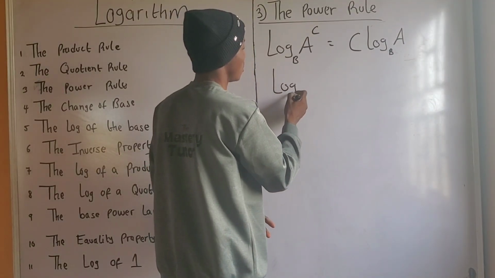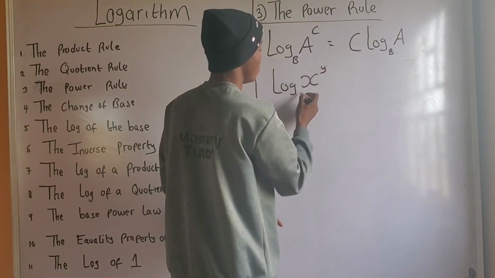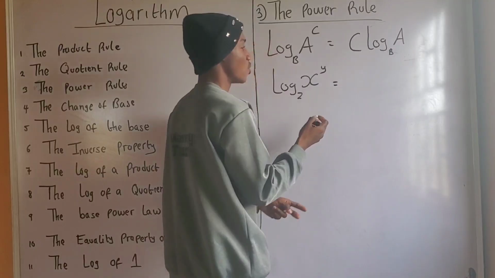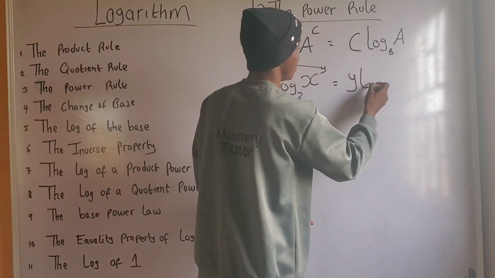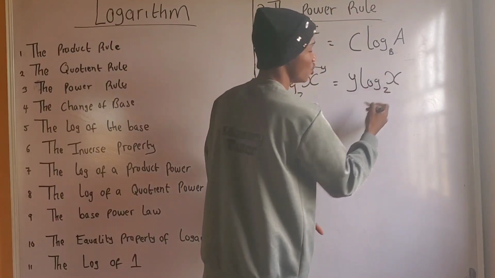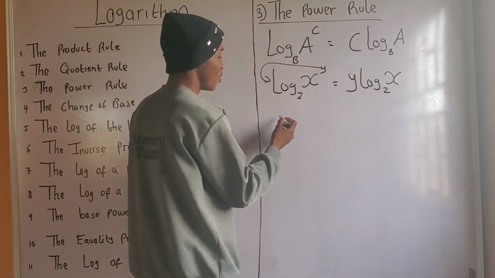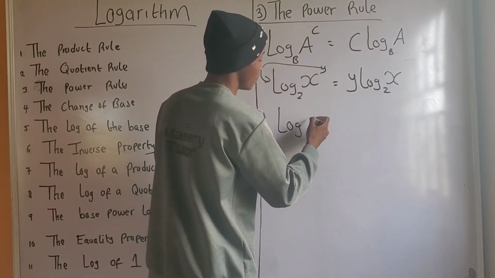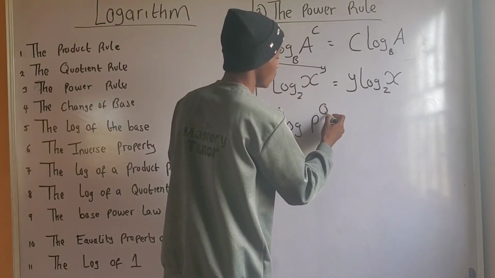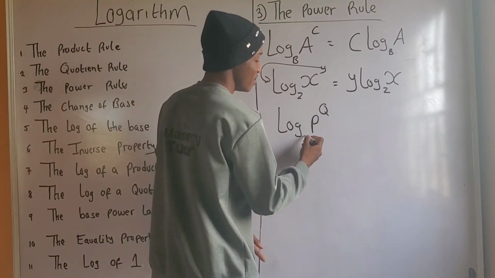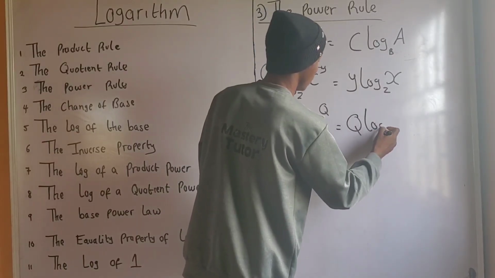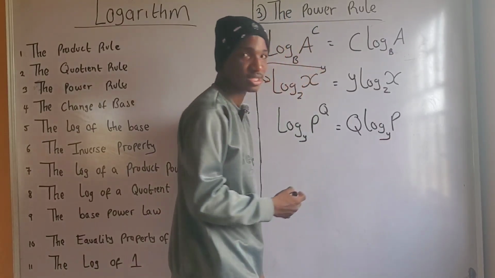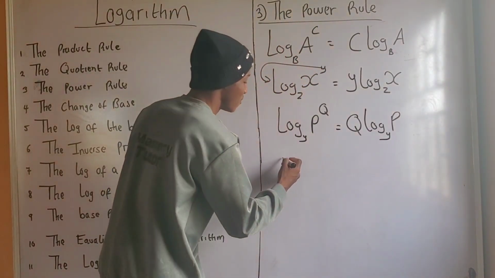Log X raised to the power of Y base Z will be equal to the power multiplying the log. So I'm going to have Y multiplied by log X base Z. Do you understand? Okay. Another one. Let's say you have log P to the power of Q, and the base of this logarithm is Y. The result will be Q multiplied by log P base Y. Do you understand?